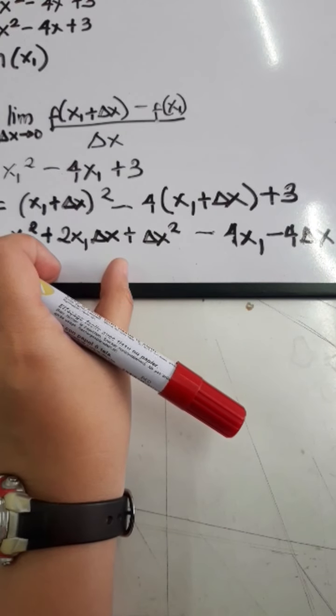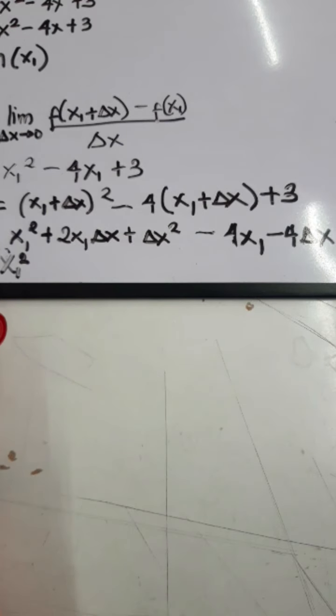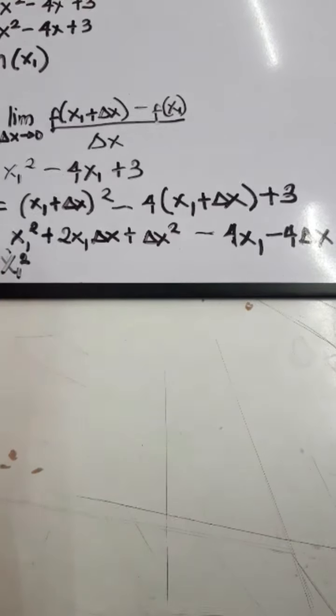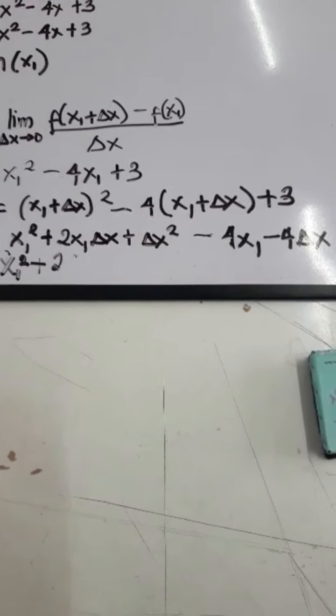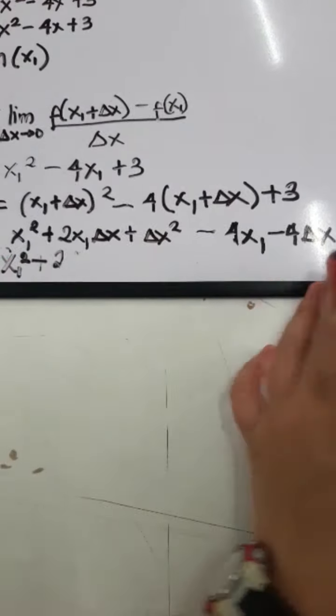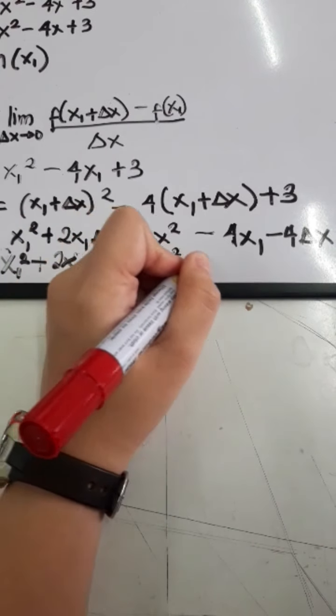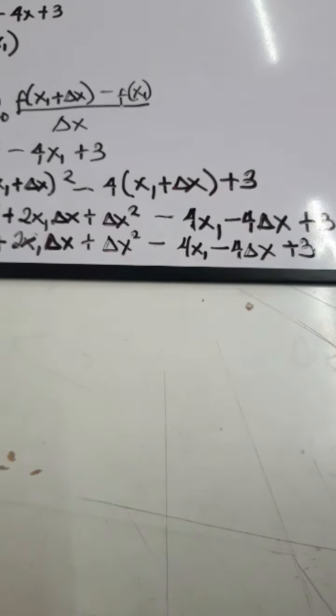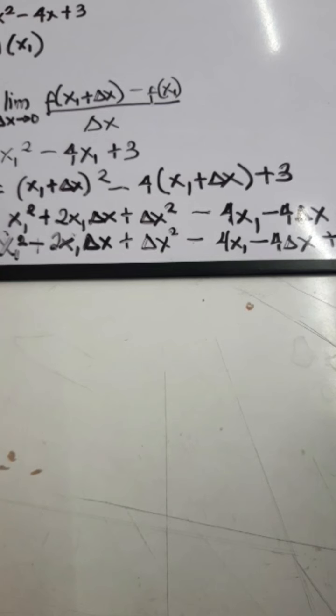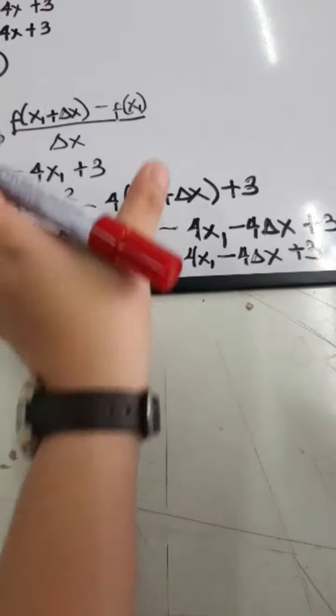2x sub 1 delta x, is there a like term? None. So we just keep it as is, 2x sub 1 delta x. By looking at the whole equation, we cannot simplify anything further, because there are no common terms among them. So, delta x squared. We just copy it. Minus 4x sub 1 minus 4 delta x plus 3. It is long. So, we take note that this is f of x sub 1 plus delta x. f of x sub 1 plus delta x.